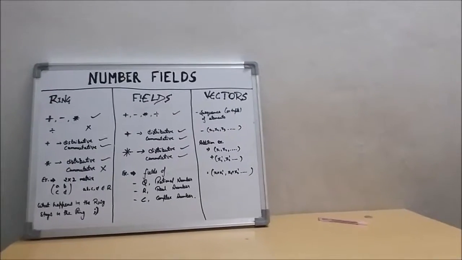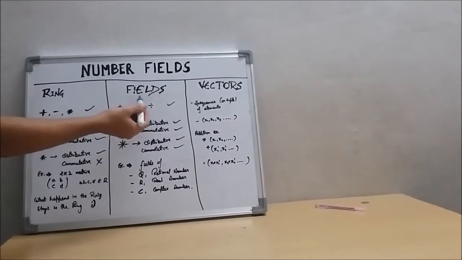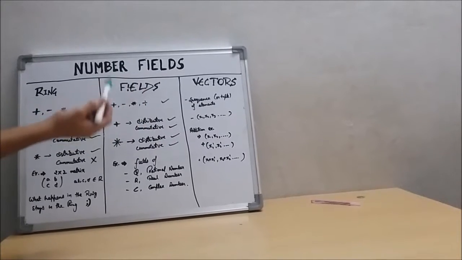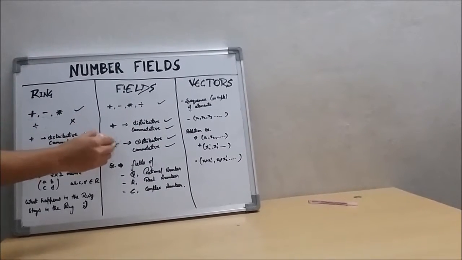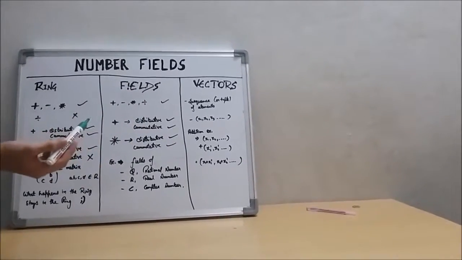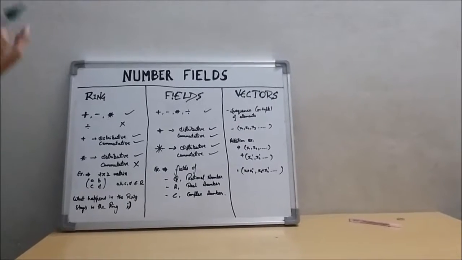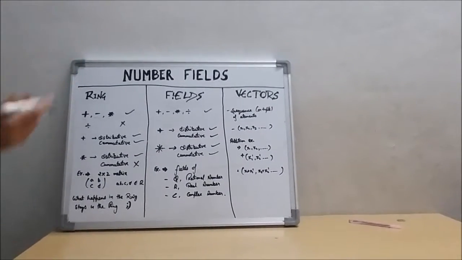Okay. Now a field. A field is just a slight extension of rings where you can add, multiply, divide, and subtract, and where both addition and multiplication are distributive and commutative. Examples of fields are rational numbers, real numbers, and complex numbers. Last but not the least, vectors.